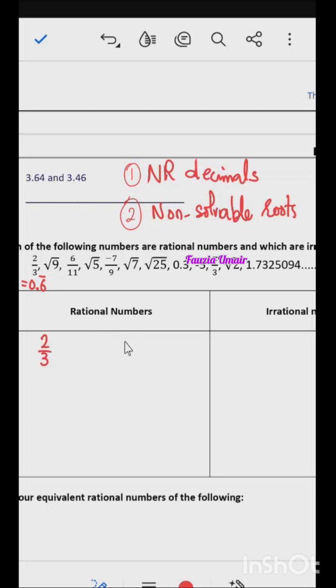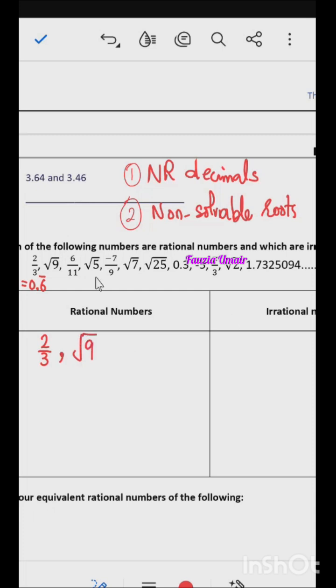Rational number. Okay. So Hashim, what about square root of 9? What is the answer? 3. Square root of 9 is 3. So it will be a rational number, because this is a solvable root.